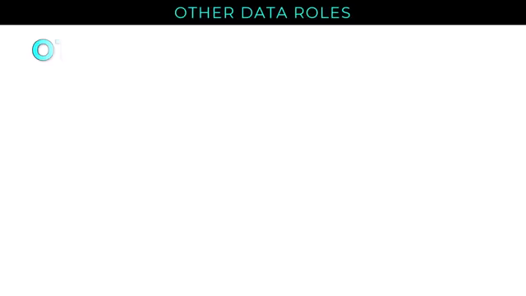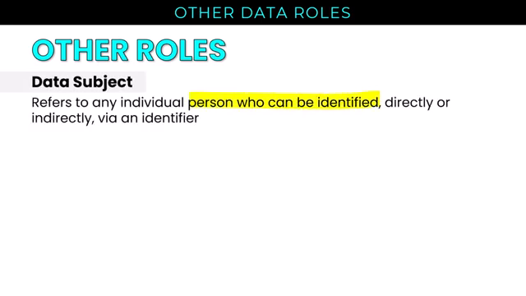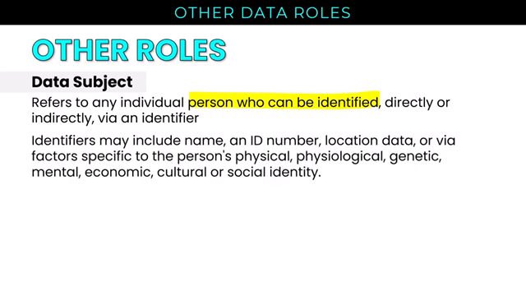And other data roles. There's the data subject, and I've mentioned this briefly earlier in the course. This refers to any individual person who can be identified directly or indirectly via an identifier, the subject, I called them. Identifiers may include a name, an ID number, location data, or factors specific to the person's physical, psychological, genetic, mental, economic, cultural, or social identity. Any way we can identify that person.